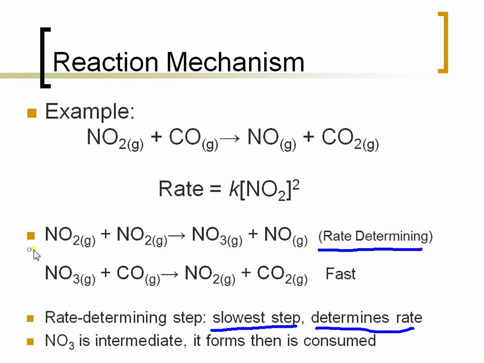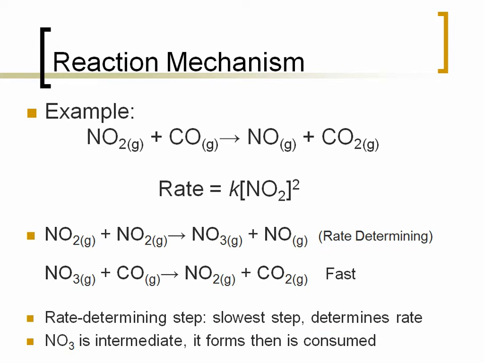Same goes with this reaction. The rate determining step was determined to be this step. All other steps depend on this step, and we call this the rate determining step. In the second step here, we call this the fast step. This happens very fast, but the entire speed of the reaction is determined by the rate determining step.